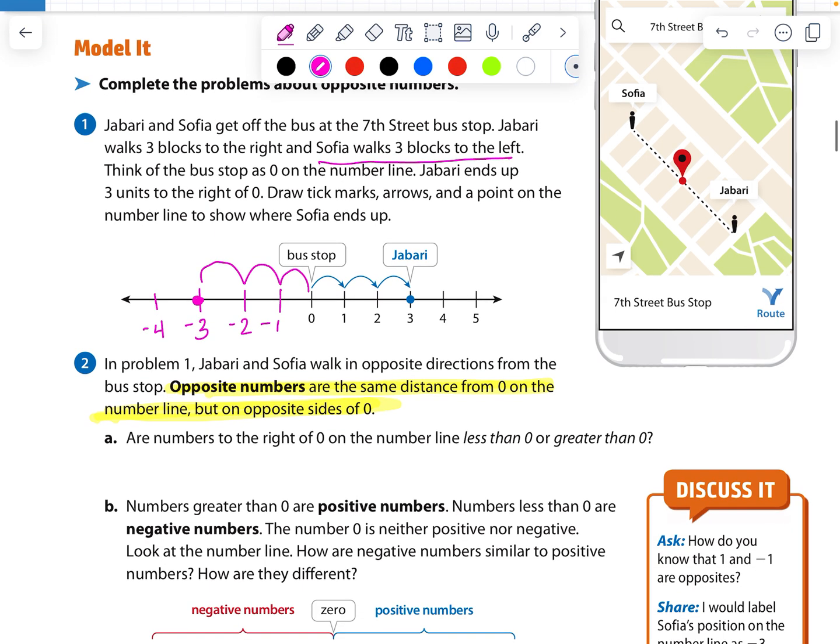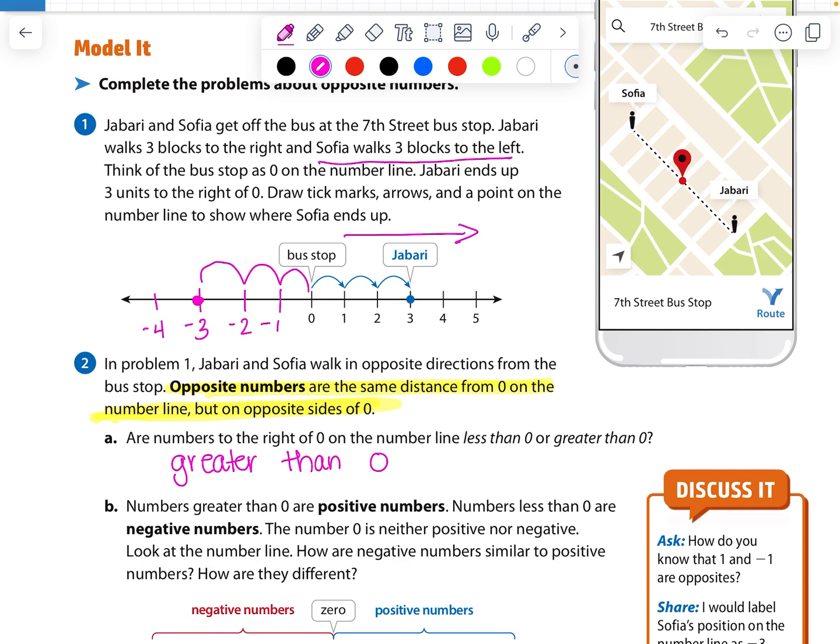The next question, are numbers to the right of 0 on the number line less or greater than 0? Okay, so to the right is going this way. So if you're going to the right on the number line, those numbers are all greater than 0. I'm going to write that.